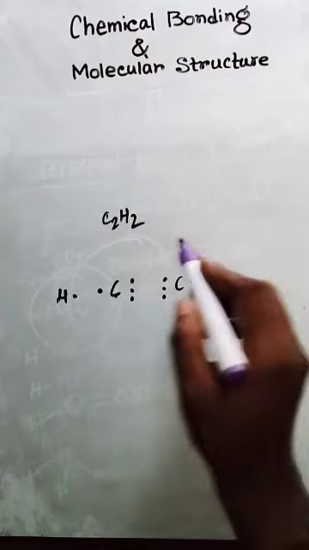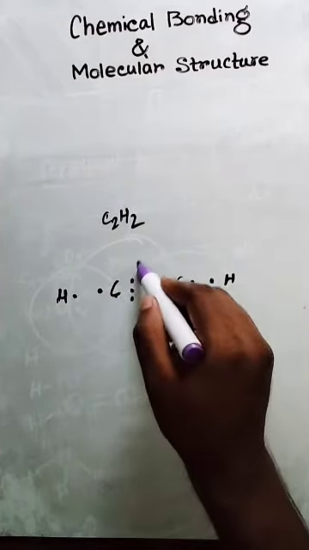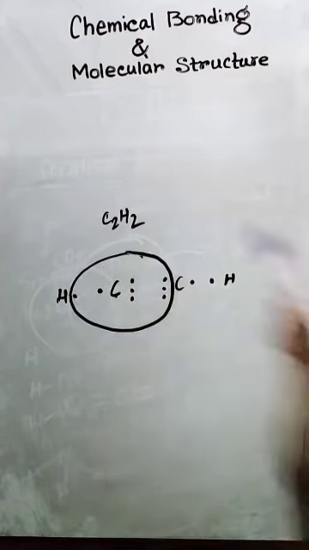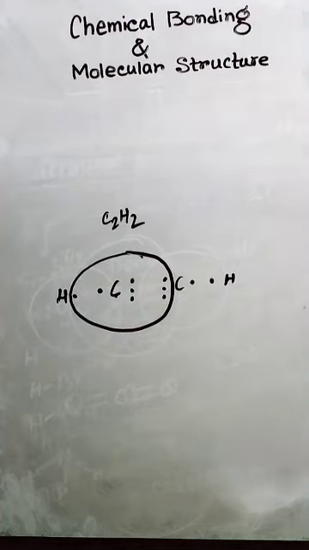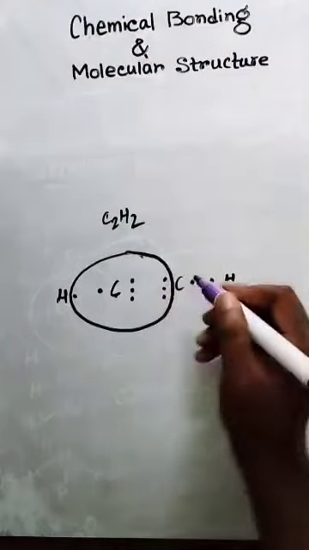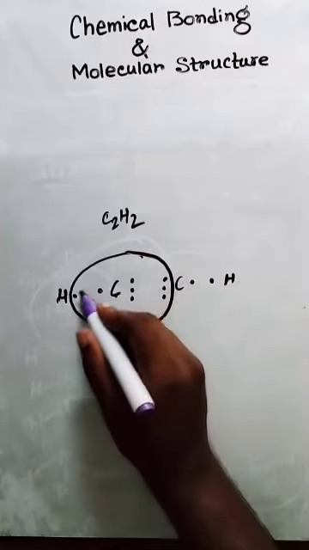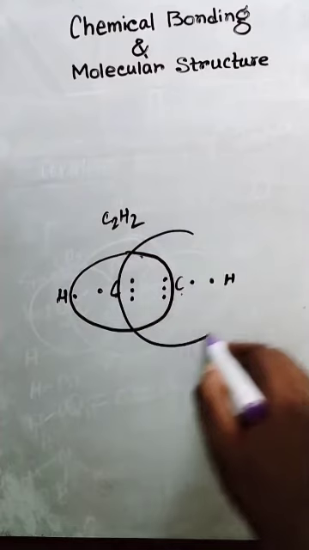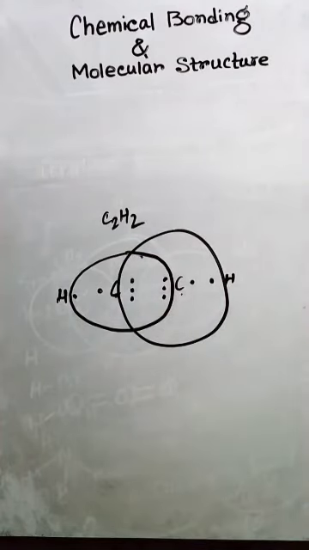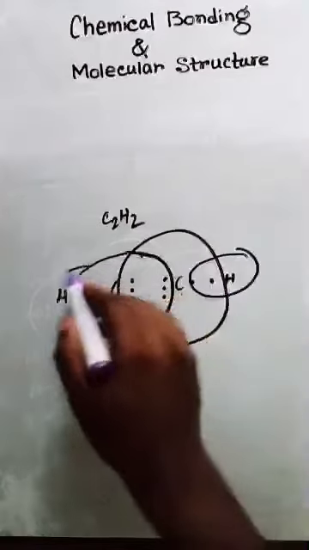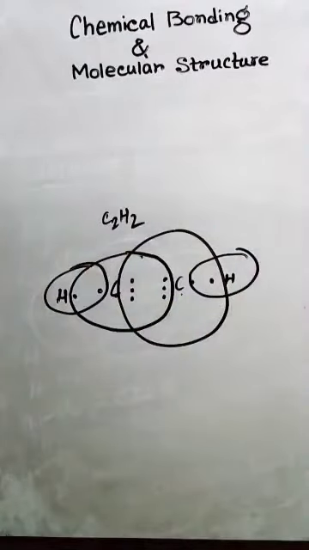Actually, this carbon shares its electron with hydrogen and the neighboring carbon atom, and you can see there are 8 electrons present, that is 1, 2, 3 and 4, 5, 6, 7, 8. Similarly, for this carbon atom also there are 8 electrons present, as the neighboring carbon atom and hydrogen share their electrons with this carbon, and also hydrogen has 2 electrons in its valence shell.